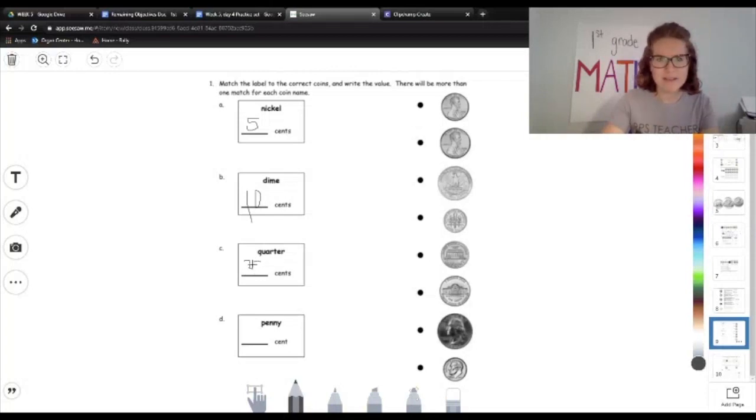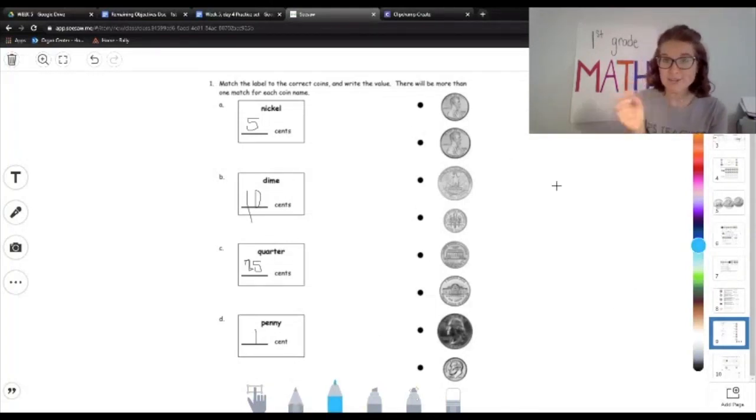It's so hard to write on here. I hope you're doing a good job of writing, fixing those numbers. Okay, and a penny. Penny's the smallest, it's just worth 1 cent. Probably can't buy much with a penny. All right, so now we're going to match the pictures with the name and with the value.